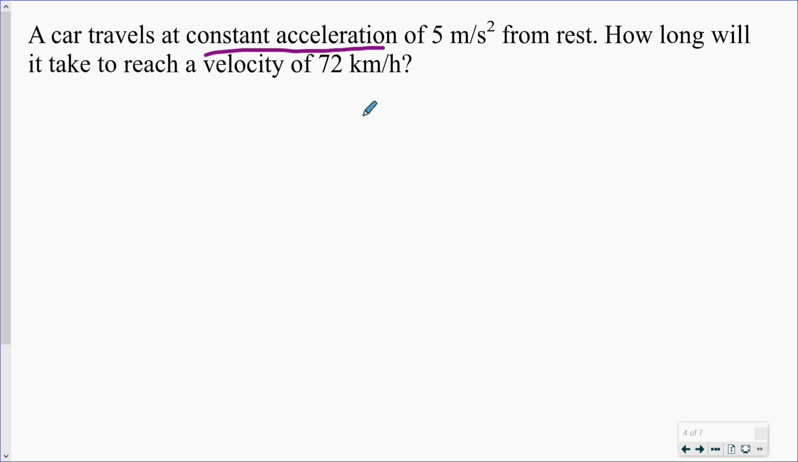So again, how do you think about that? Initially, it's going 0. After 1 second, it's going 5 meters per second. After 2 seconds, it's going 10 meters per second. With each second that passes, it's going 5 meters per second faster. So how long, we're looking for a time, will it take to reach this velocity here?